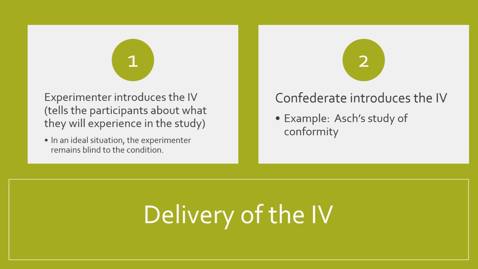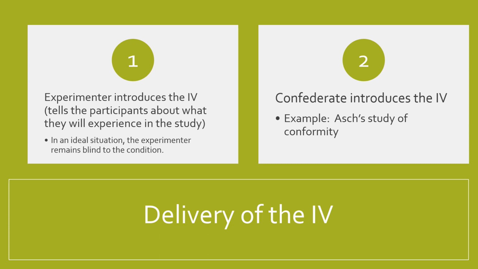However, I would like to highlight that in an ideal situation, the experimenter remains blind to the condition, which means that they don't know if the participants are in the control group versus the experimental group. So they don't actually know if the participants themselves are going to be receiving the independent variable.